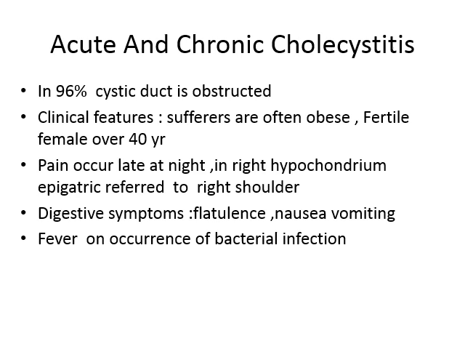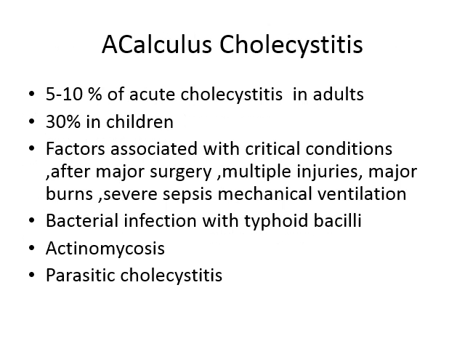You may read about acute and chronic cholestasis. In 96%, the cystic duct is obstructed in acute cholestasis. Clinical features: sufferers are often obese, fertile females over 40. Pain occurs late at night in the right hypochondrium and epigastrium, and refers to the right shoulder. Digestive symptoms: flatulence, nausea, vomiting. Fever occurs in association with bacterial infection.